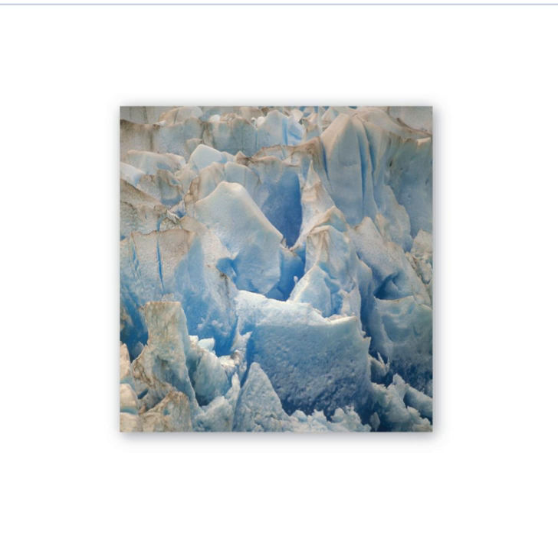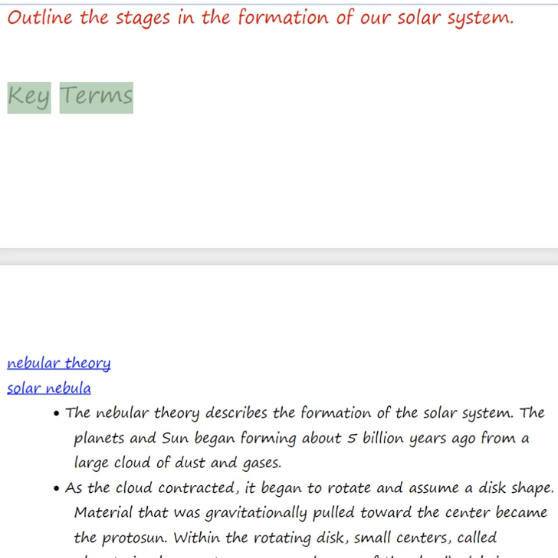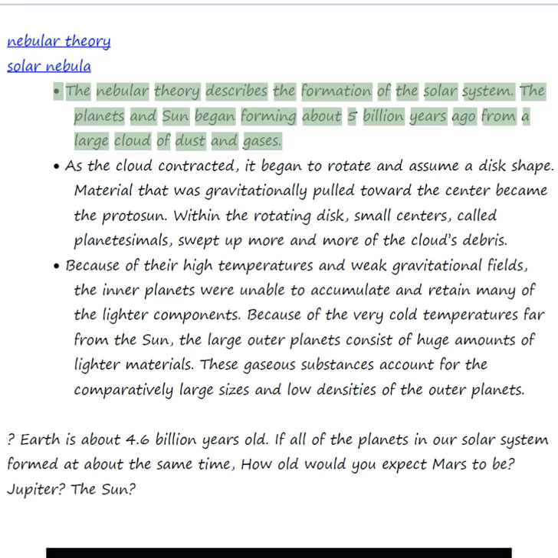1.5 Origin and early evolution of Earth. Outline the stages in the formation of our solar system. Key terms: nebular theory, solar nebula. The nebular theory describes the formation of the solar system. The planets and Sun began forming about 5 billion years ago from a large cloud of dust and gases.